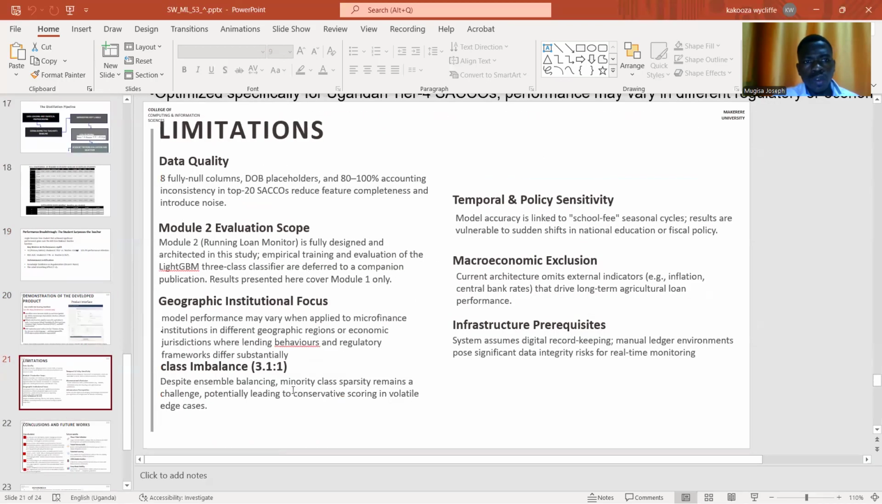So we have some of the limitations we had in data quality, and then also we never looked at macroeconomic features like inflation that would happen, and then geographical institution focus, whereby for more institutions that are in different geographical locations or economic conditions, the model may perform slightly differently. And the class imbalance issue, of course, gives us much difficulty whereby our model does not achieve the maximum scores that are intended due to this class imbalance.